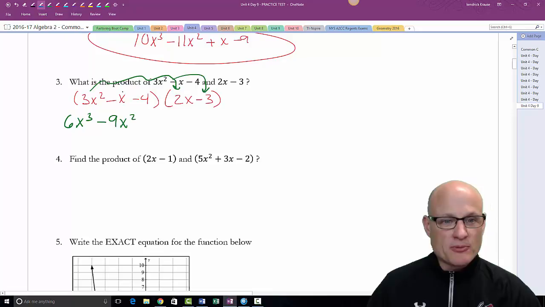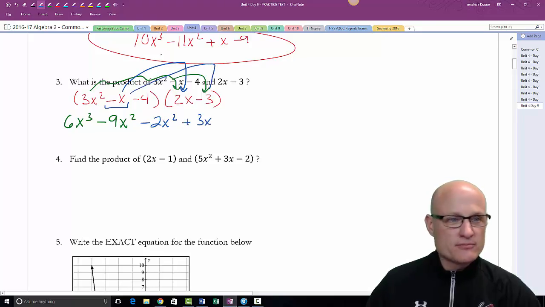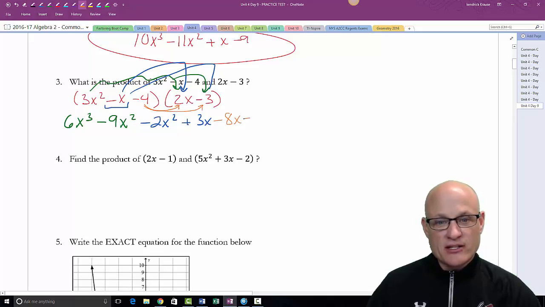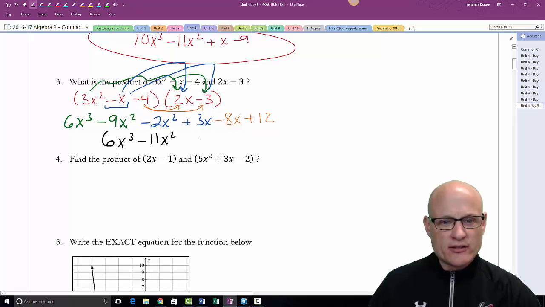Now I'm going to grab my blue pen. I'm going to multiply this times this, negative x. Now be careful, this is where the signs have to come with it. This is negative x times positive 2, which is negative 2x squared, and negative x times negative 3, which is positive 3x. Grab my next pen, orange. Negative 4 times 2x is negative 8x, and negative 4 times negative 3 is positive 12. Combine like terms. I'll do this one in good old black. 6x cubed. Negative 9 and negative 2 make negative 11x squared, minus 5x plus 12.